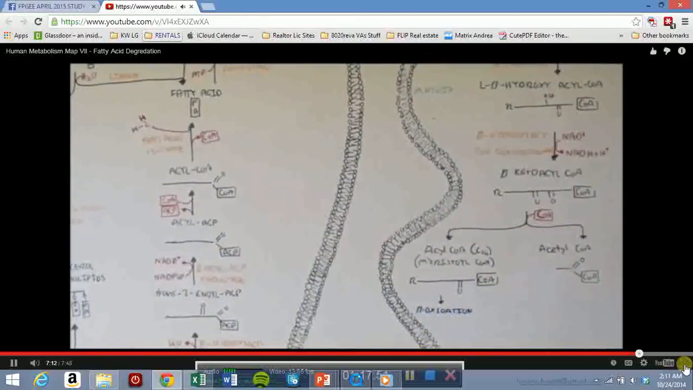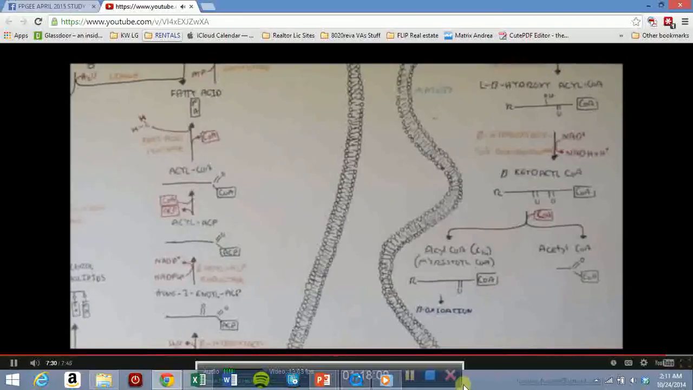So as we have learned, fatty acid degradation is the reverse of fatty acid synthesis. Whereas fatty acid synthesis is condensation, reduction, dehydration, and reduction, fatty acid degradation is backwards of this: oxidation, hydration, oxidation, and cleavage. I hope that makes sense.